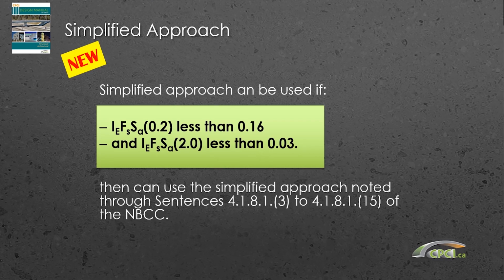And I guess really the 0.2 trigger implies that a building in a low hazard zone such as Winnipeg could be designed using the simplified procedure. And I had looked at these values for Calgary with the 0.16 and the 0.03, and I think we would exceed these values, so we would have to use the full design approach, not the simplified approach locally here.